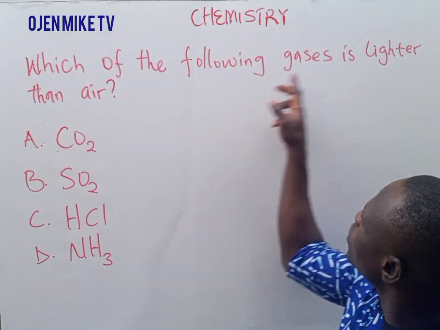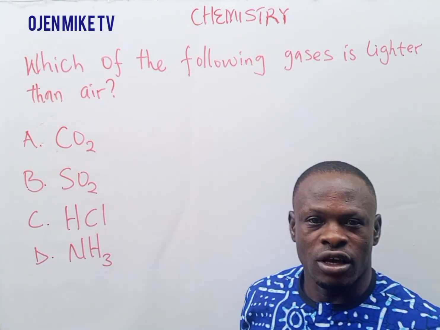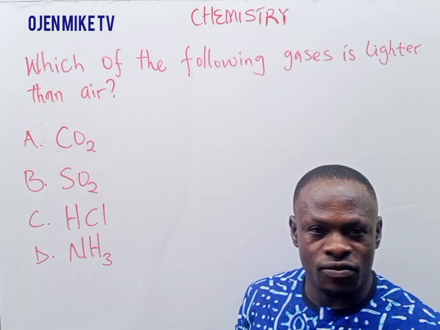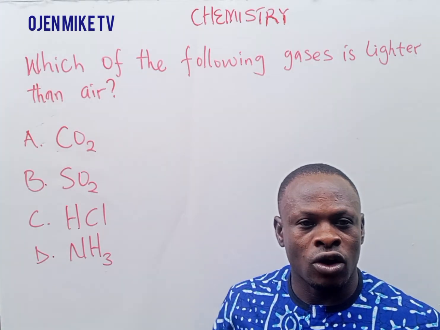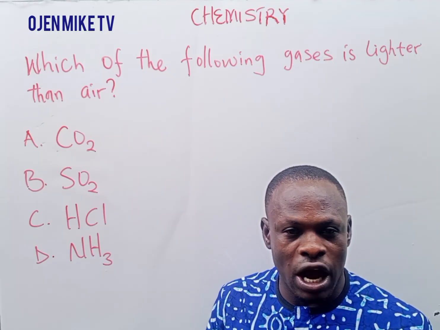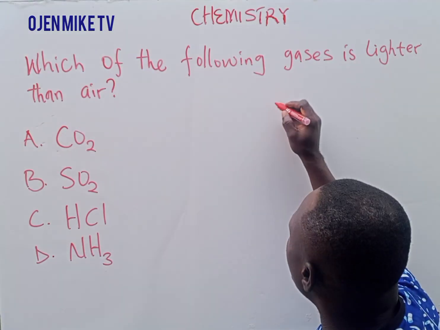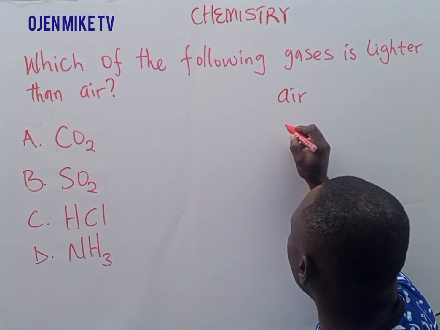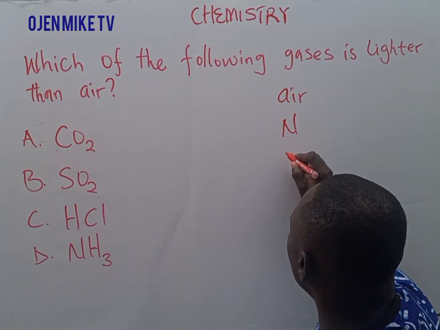I say, which of the following gases is lighter than air? Now, how do you know a gas that is lighter than air, and how do you know gases that are heavier than air? First of all, identify the composition of air. Air is made up of what and what? Just know that the air that we breathe is made up of nitrogen and what?